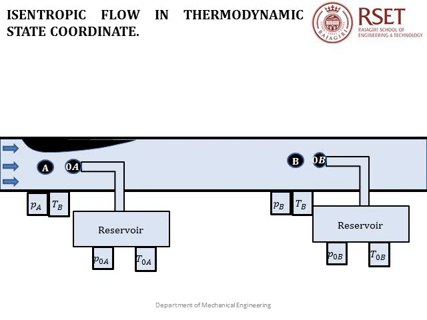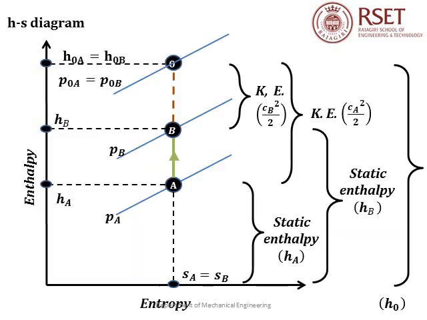Note that point A is at a position where the cross-section area is reduced. So the fluid velocity will be higher at point A compared to that at point B. So basically there is a reduction in pressure as the flow passes from point A to point B. Keeping this in mind, let us move on to the HS diagram.